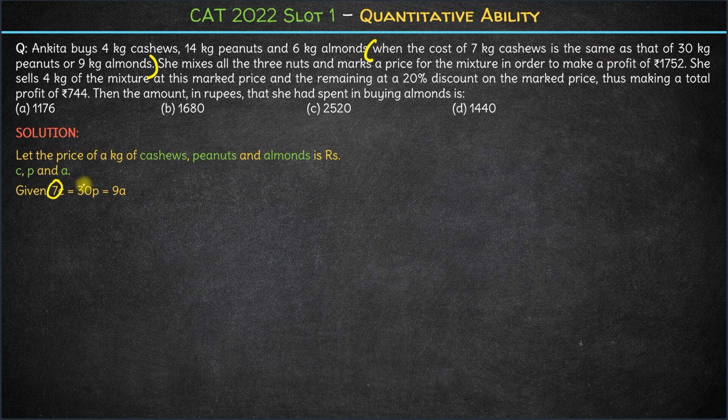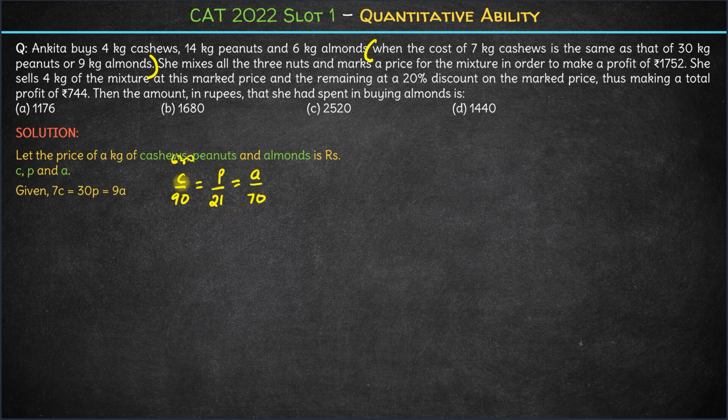How do we do that? Simply divide by LCM of 7, 30 and 9, right? So this will be 630, right? So divide by 630, okay? So if you divide by 630, you'll get C by 90 is equal to P by 21 and A by 70.